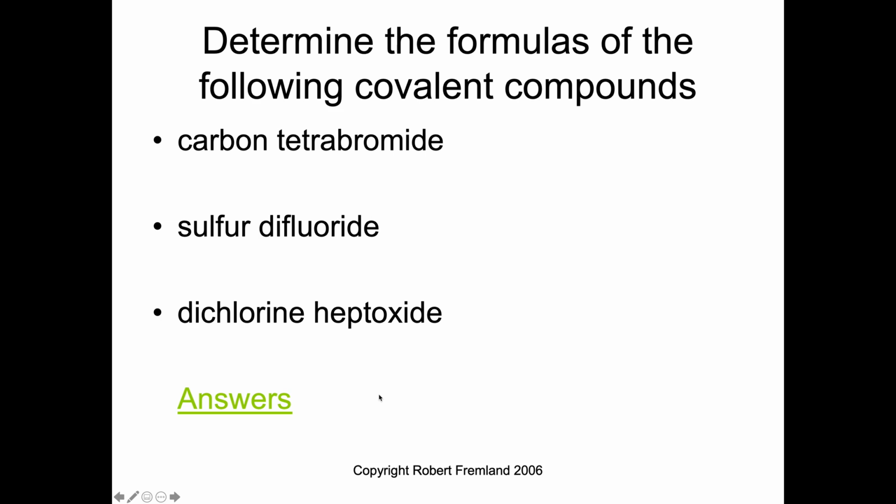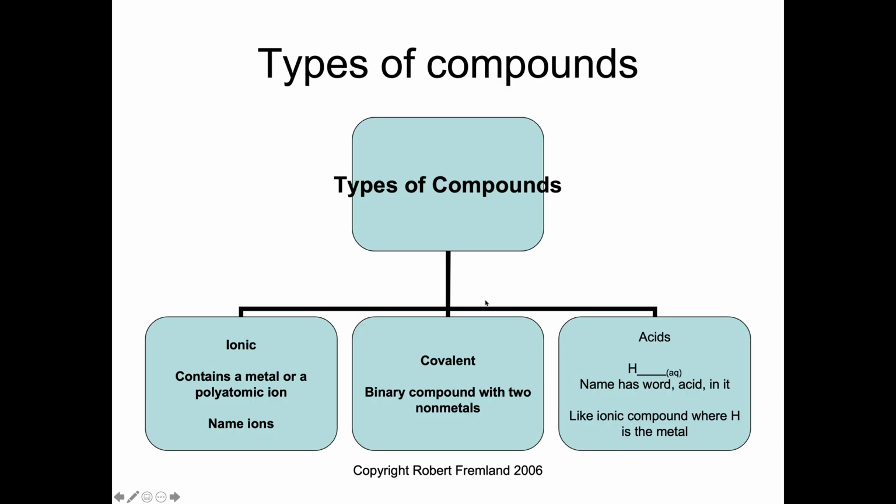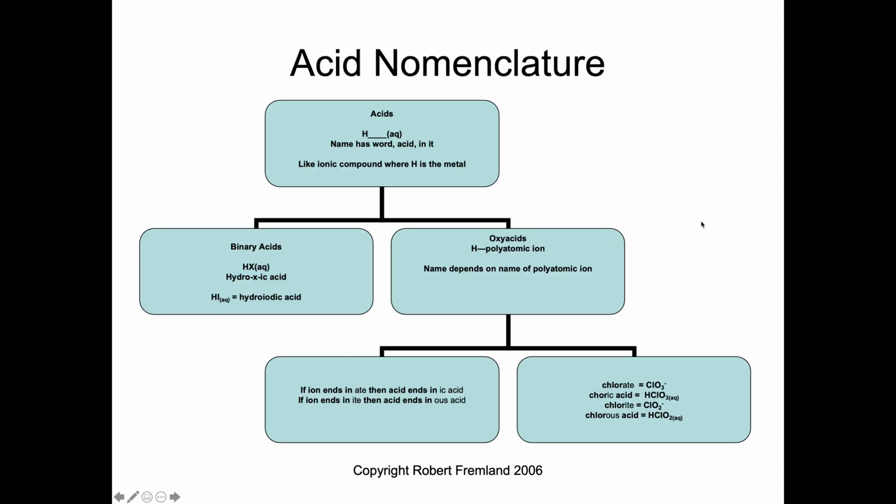All right, so that takes care of covalent compounds. Now, the last one is acid nomenclature. So acids are tricky, right? We haven't really talked about acid-base chemistry, and we're just going to do it briefly, and it's towards the end.